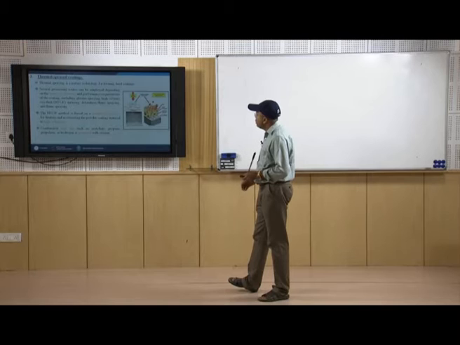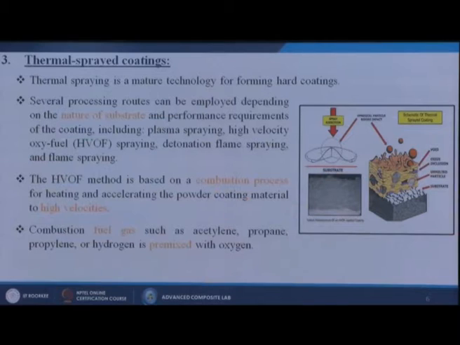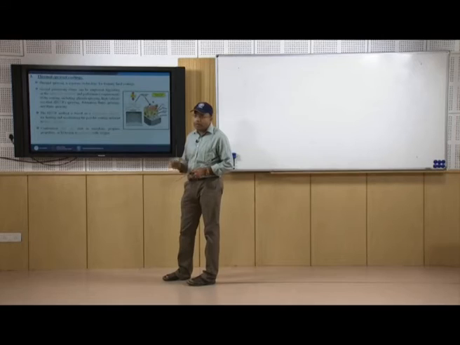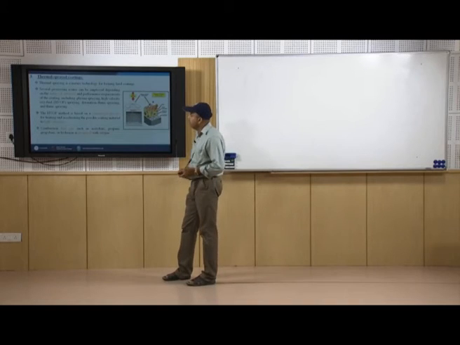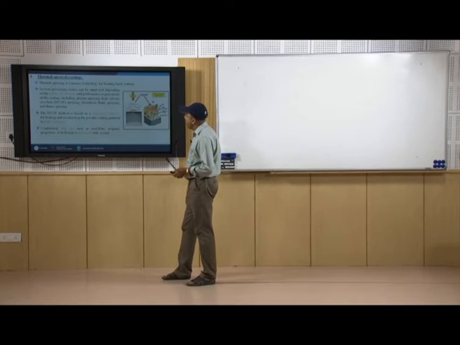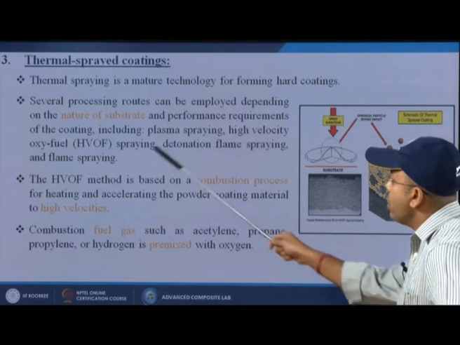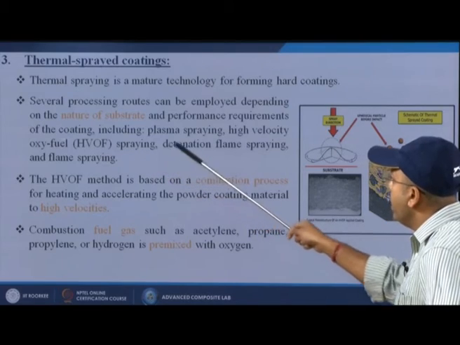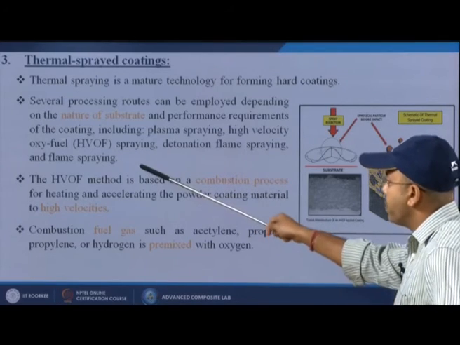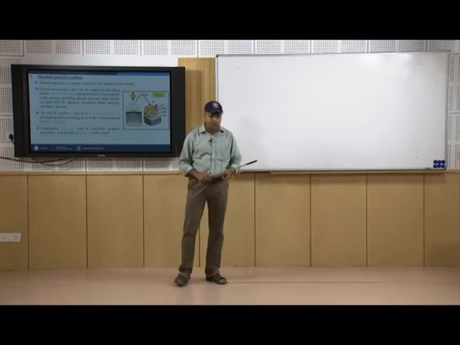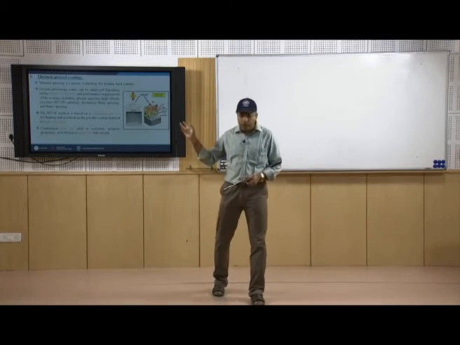Next we are going to discuss thermal sprayed coating. Thermal spraying is a mature technology for forming hard coatings. In the last class we also discussed thermal spraying. Several processing routes can be employed depending on the nature of the substrate and the performance required of the coating, including plasma spraying, high velocity oxy fuel (HVOF) spraying, detonation flame spraying, and flame spraying. If you remember, in my last lecture I discussed all these techniques.